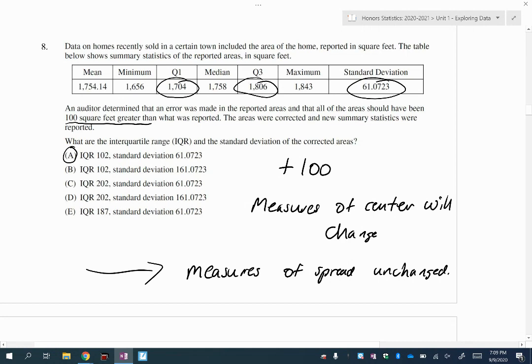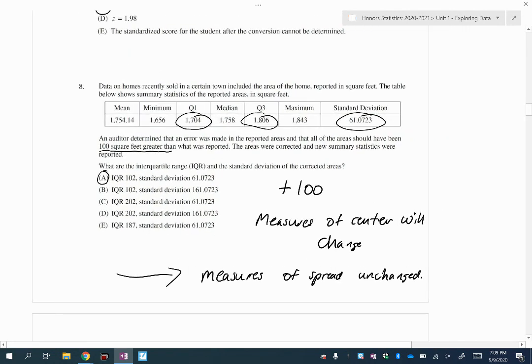Now let me show you, so I can prove to you why that's the case, right? If I take 1704 and add 100, then I'm going to have 1804. If I take 1806 and add 100, put it on top of it. So 1904. And then this one is 1906, right? So if you subtract 1906 minus 1804, you still get 102. So even though we've added 100 to all the different data values, right, measures of spread are unchanged.